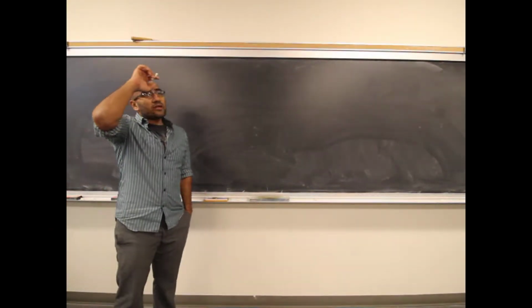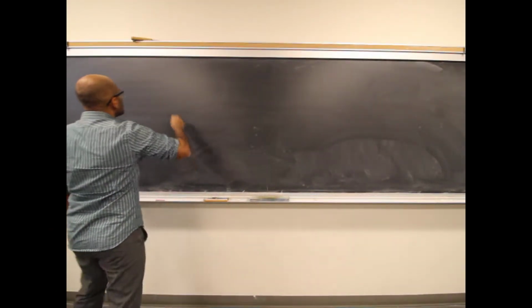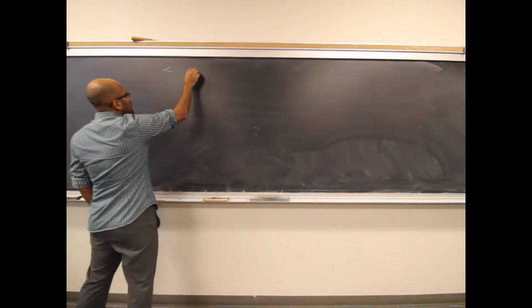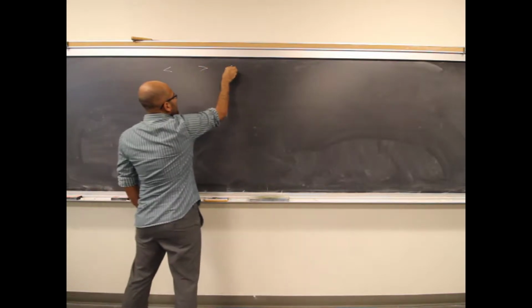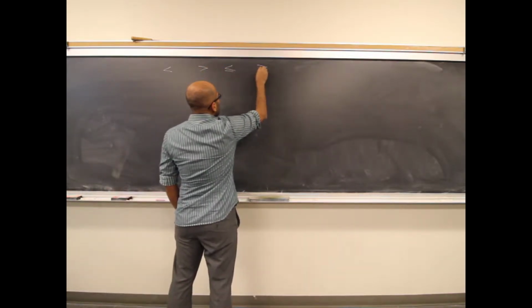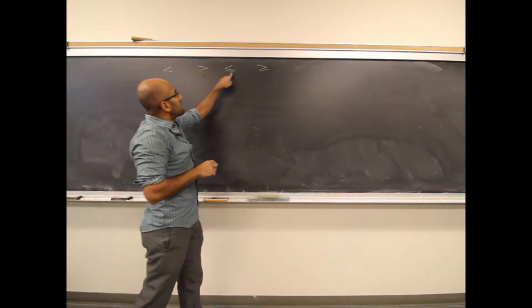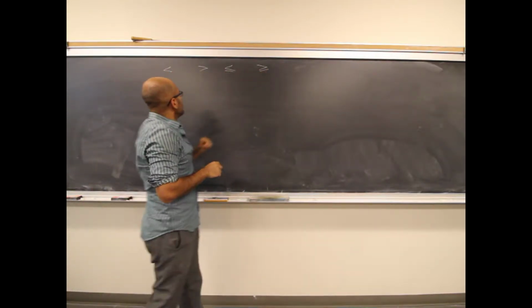Okay, so in this section we're going to look at inequalities. Inequality symbols come in 4 general flavors: this way, this way, this way, and this way, right? So less than, greater than, less than or equal to, greater than or equal to.